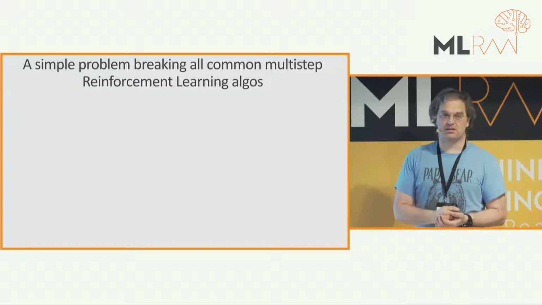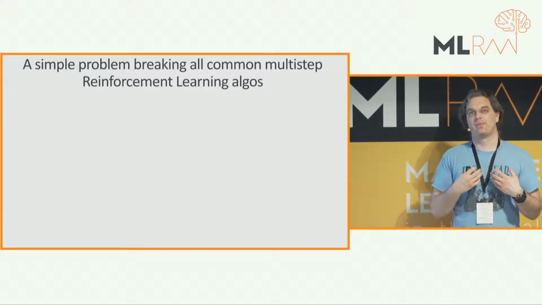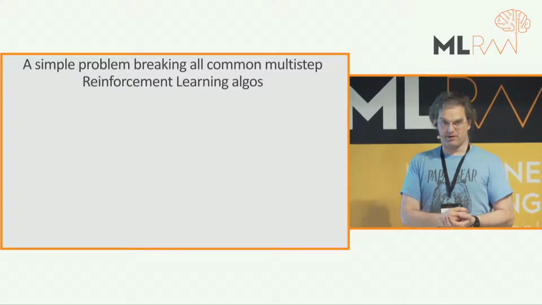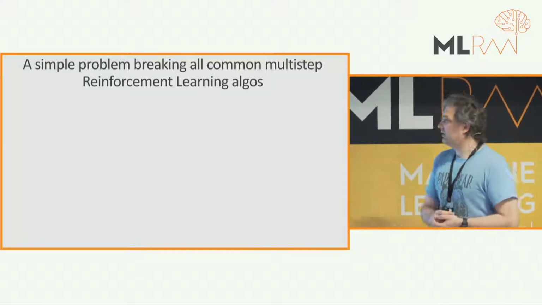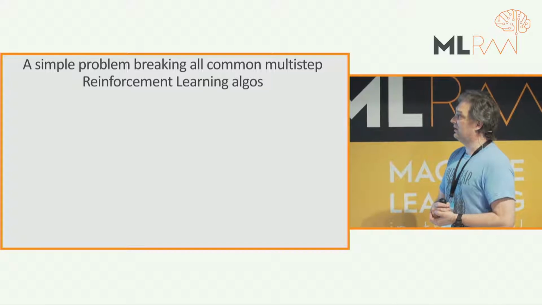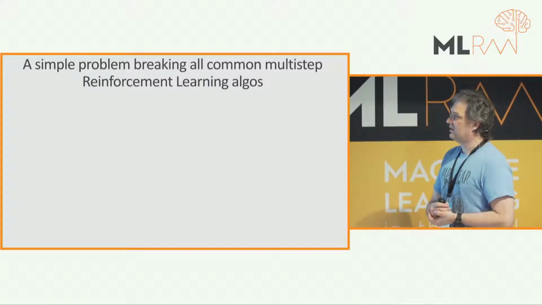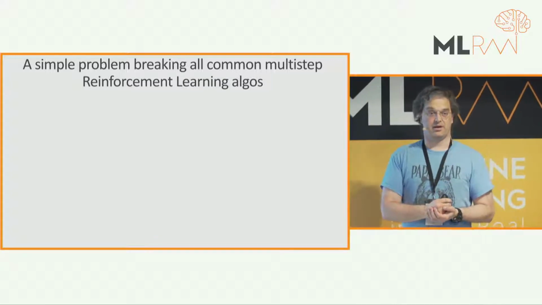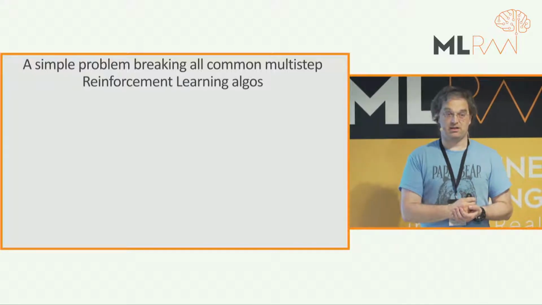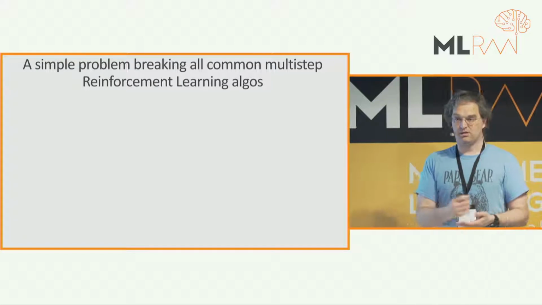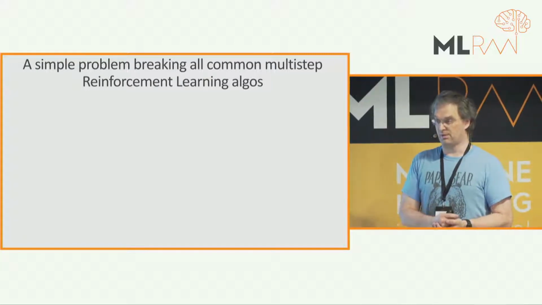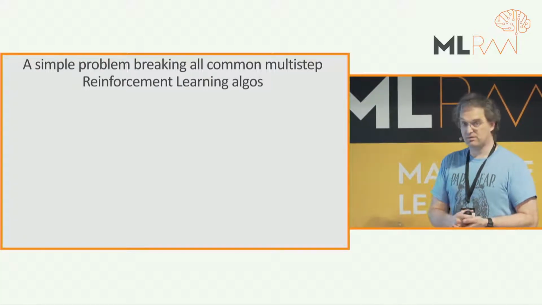I worked on a bunch of papers in this area, but there's a caveat that I want you to think about for multi-step reinforcement learning. The caveat is that it's not really a solved area. And in particular, there are very simple problems which will break essentially all the commonly used multi-step reinforcement learning algorithms.